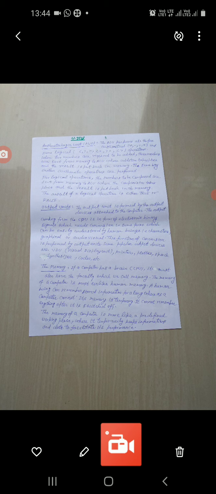When you want to add two numbers, then these numbers are sent from memory to the ALU device, the arithmetic logic unit, where the operation takes place, and the result is put back in memory.